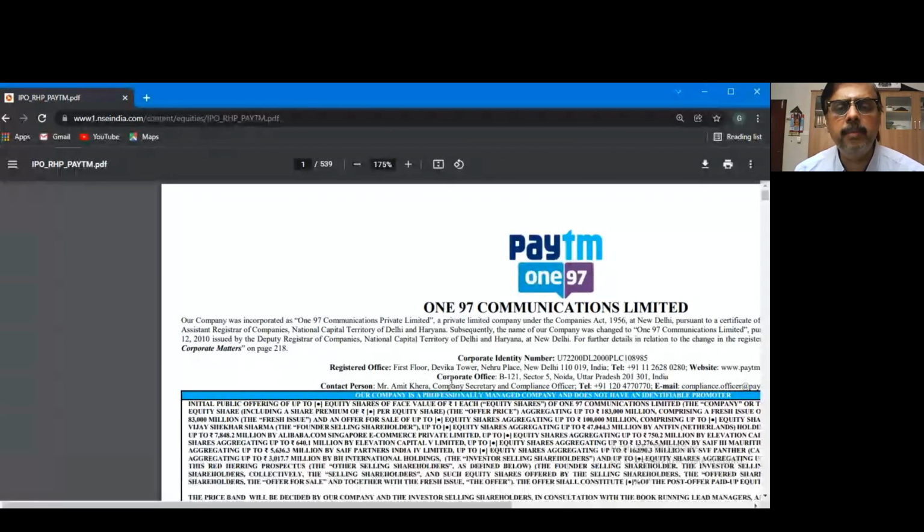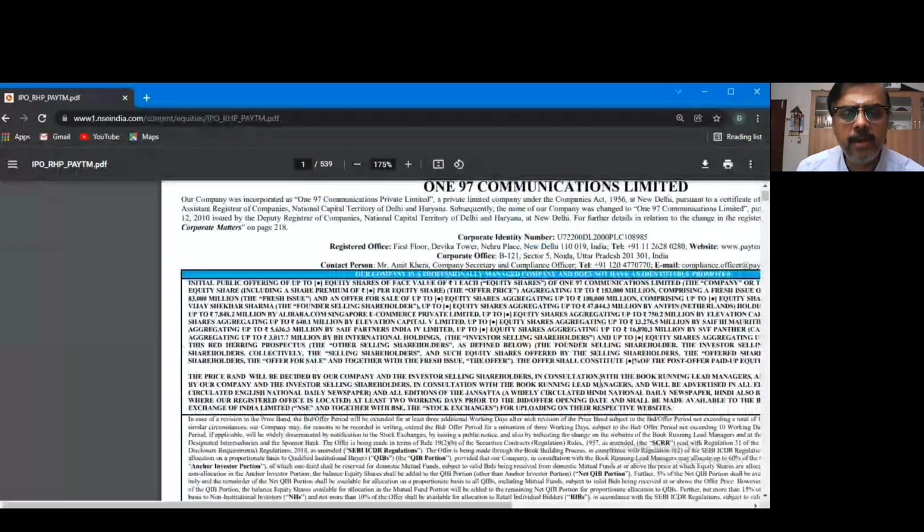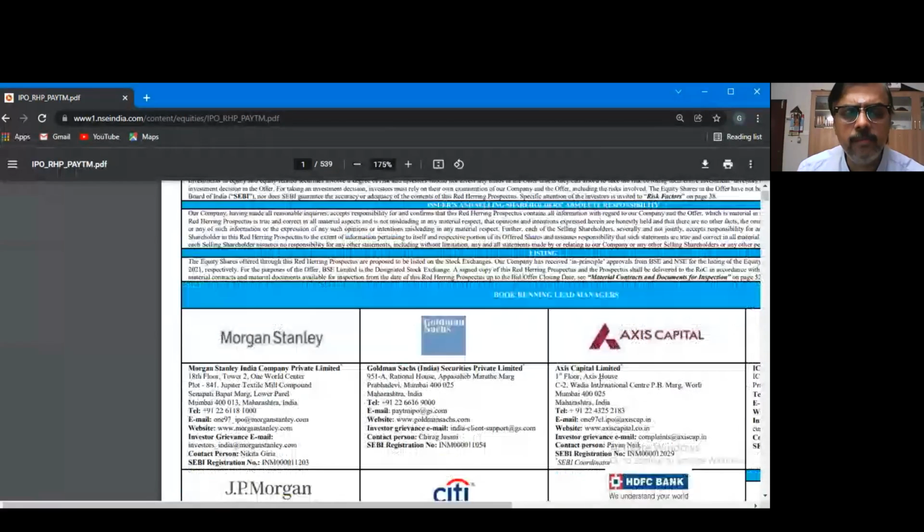And look at this: initial public offering of up to dot. This is what I said. The price per share is not going to be given to you, neither is the quantum of issue. And face value of 10 rupees each, etc. The company is going to offer the securities to the public through IPO. And this draft red herring prospectus contains a lot of information.